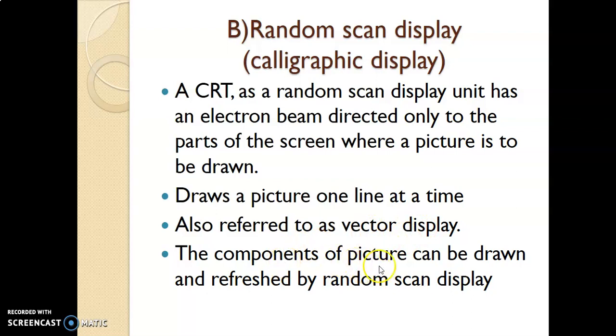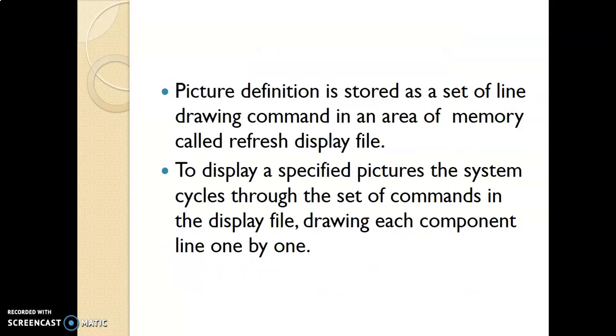The components of a picture can be drawn and refreshed by a random scan display. So it doesn't draw pixel by pixel. It is based on mathematical formulas, and according to the mathematical formulas inserted, it executes one by one and draws the lines or the primitives one by one, and the image is drawn.